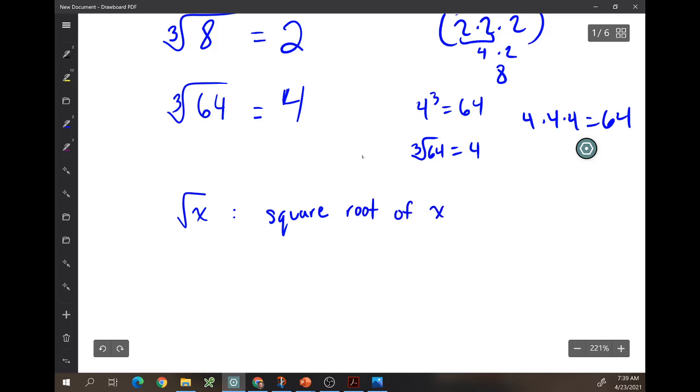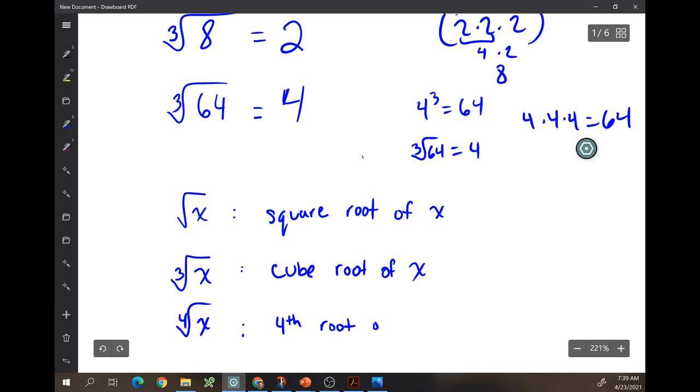So it's the square root of x. This, we call the cube root of x. When we're talking about radicals, another word for them would be a root. So the cube root of x, and so on. Once we get to 4, we just call it the 4th root of x. Right? 4th root, 5th root, and so on.